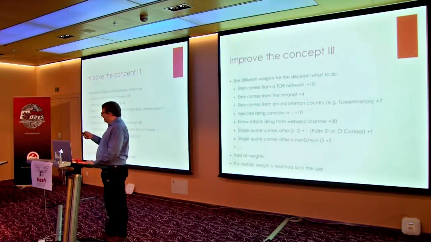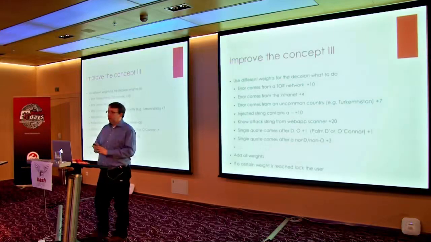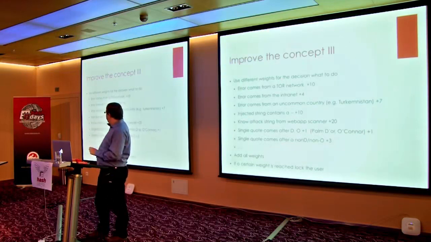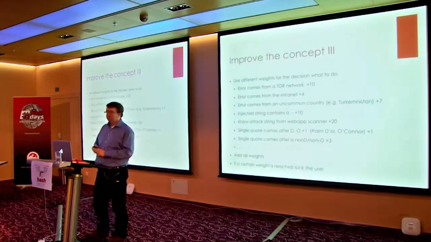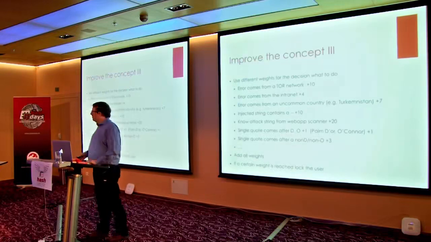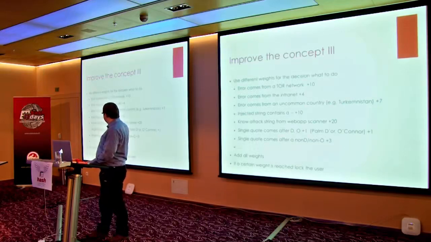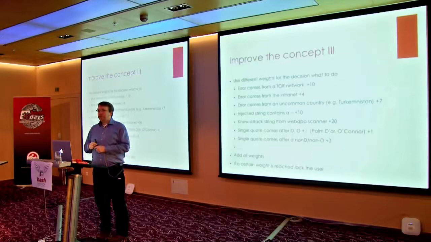Another possibility is to use different weights to decide what you are doing. Let's say someone is creating a SQL injection error message and he's coming from a Tor network. Suspicious? It's more suspicious than from a normal Swisscom IP address. Someone is coming from the intranet. It's less suspicious than Tor, but you should also have a look. The error comes, for example, from Turkmenistan. There's a typo, and 99% of your customers are coming from here. This also looks suspicious.